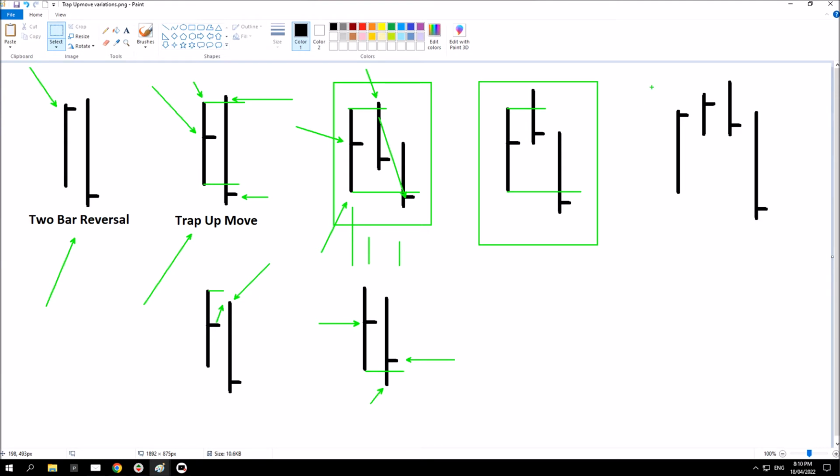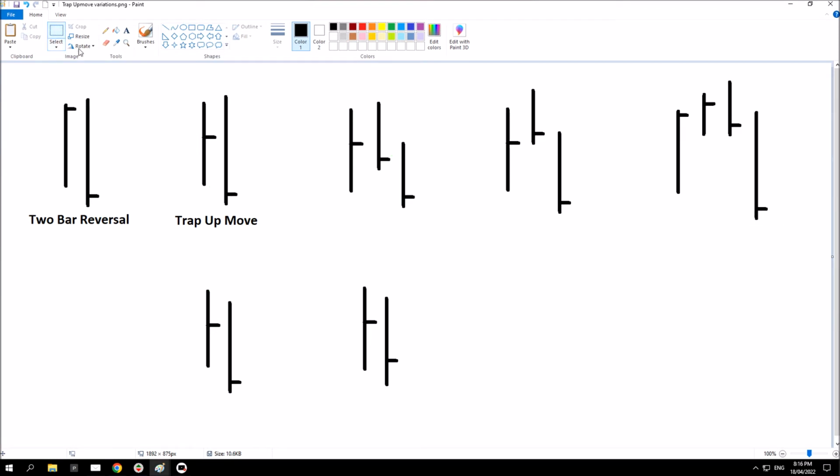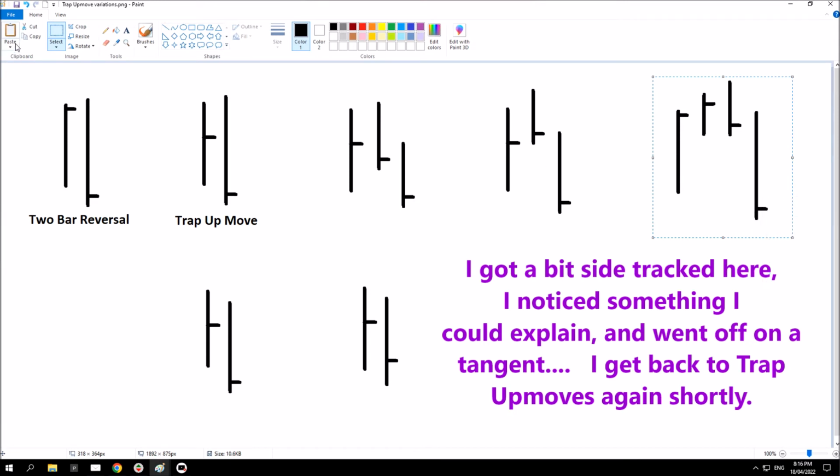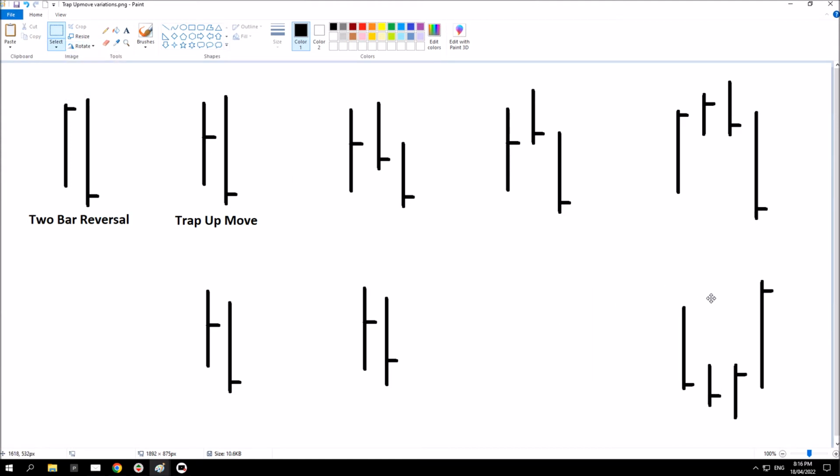And here you've got a 4-bar combination. Same sort of thing. You can see now how it takes place. And if I just make an example here, just take note of these two shapes. You'll see them a lot in the market.